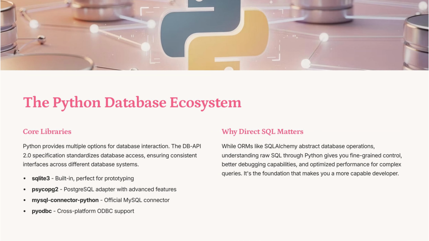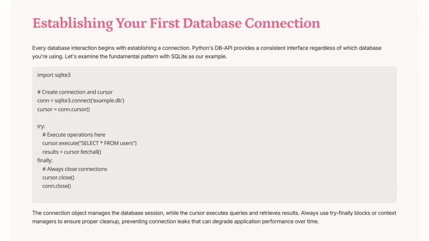Python's database ecosystem offers diverse libraries for interaction. The Database API 2.0 ensures consistent interfaces. Key libraries include SQLite3 for prototyping, psycopg2 for PostgreSQL, MySQL Connector Python for MySQL, and PyODBC for Open Database Connectivity support. Mastering direct structured query language in Python enhances control, debugging, and performance, complementing object relational mappings like SQLAlchemy.